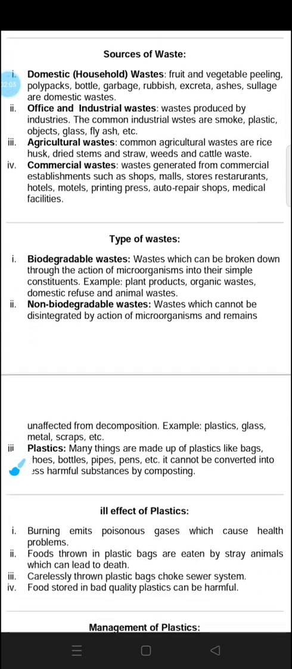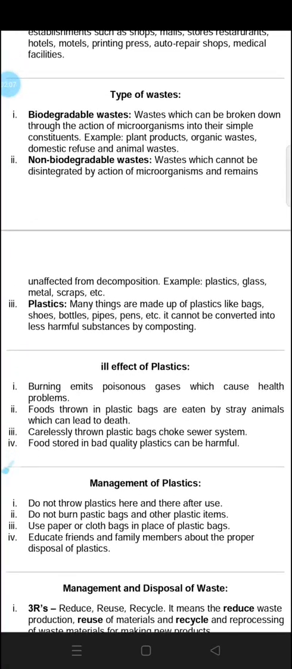Now, we have divided the waste into two types. One is biodegradable and another one is non-biodegradable. Biodegradable waste are the waste which can be broken down through the action of microorganisms into their simple constituents. So, if you are using a paper, if you will throw that paper in the garbage, it will just mix up with the soil in some days only. So, this is what biodegradable waste is.